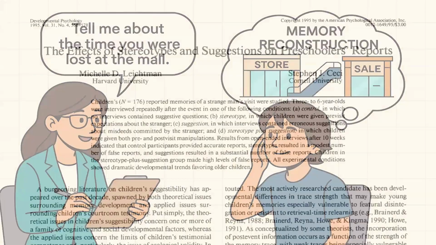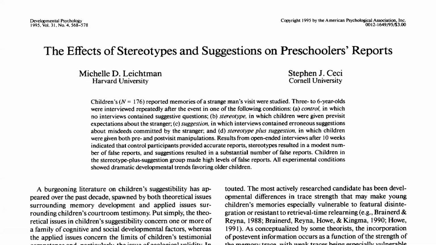So then I found another study, the effects of stereotypes and suggestions on preschoolers' reports. And in this one, what they did was they had 3 to 6 year olds, and they were in a situation where an event happened. And this event was that this individual named Sam Stone came into the room that they were in and did some behaviors, but importantly, did not rip a book and did not get their teddy bear dirty.